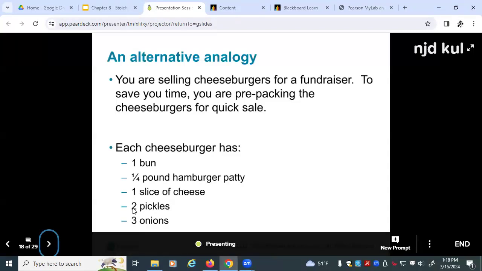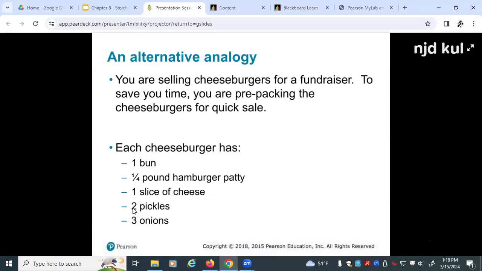All right, so before we get into some chemistry, I want us to look at this concept of limiting reactants from another standpoint. Now, again, in your textbook, they focused on pancakes. I'm going to give us a slightly different example here just so that you have some variety. Let's say we're in this scenario. We're selling cheeseburgers for a fundraiser.